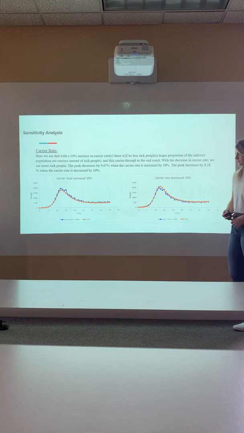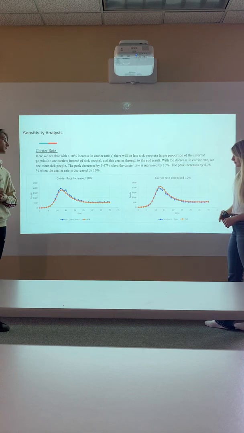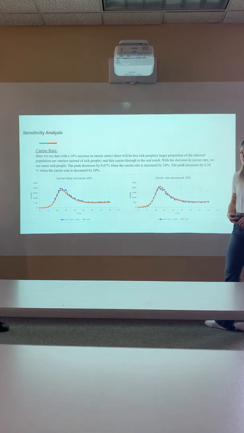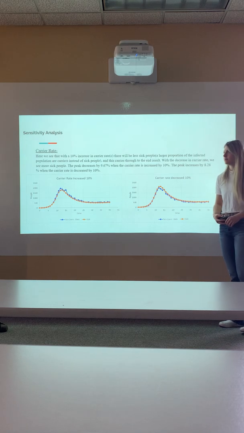So here we mess with the carrier rate. This was the rate at which people became carriers versus being sick. And here we can see when we increased it by 10%, there were fewer sick people overall, which makes sense because if you have more carriers, then you're going to have fewer sick people. With the decrease in carrier rate, we see that there are more sick people. The peak decreases by 9.67% when the carriers increase by 10%, and the peak increases by 8.28% when the carrier rate decreases.